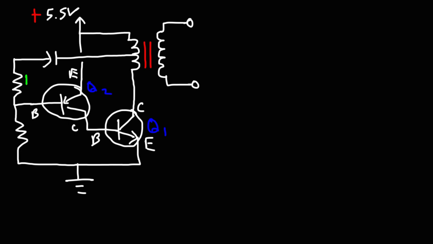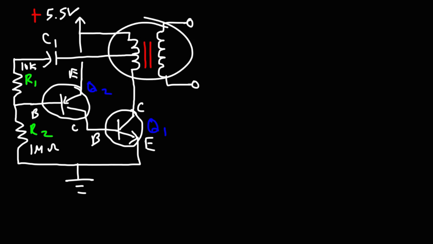Now let's call this R1 and R2. R1 is a 10 kilo ohm resistor. R2 is a 1 mega ohm resistor. And this is C1. And for the inductance, I'm using a step-up transformer. Now, this transformer is a center tap transformer. It's one of those transformers that converts a 120 volt AC power source into a 12 volt AC signal, but I'm using it in reverse.